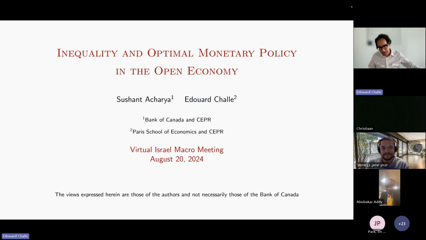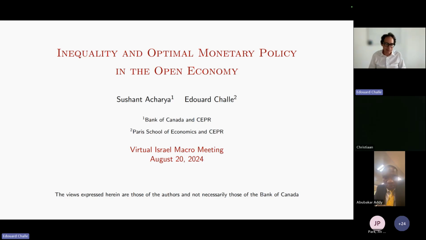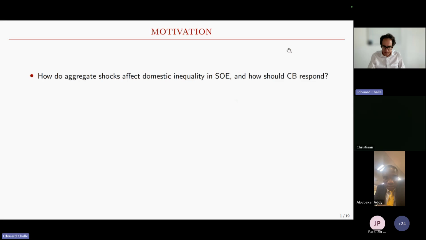In this paper, what we're trying to understand is how distributional considerations of idiosyncratic shocks, inequality, and so on, may affect the design of monetary and exchange rate policy in the open economy. So why do you think it's an important question?